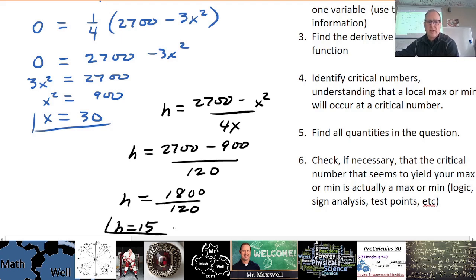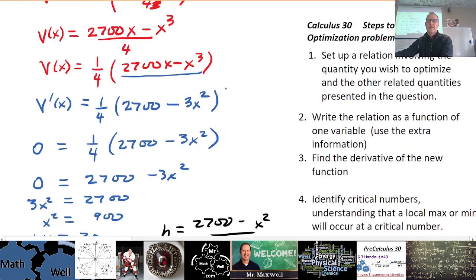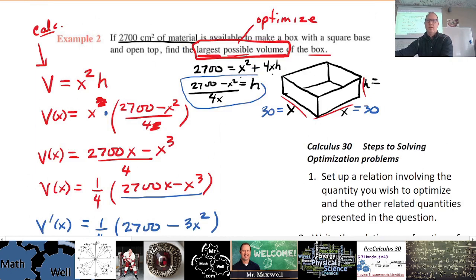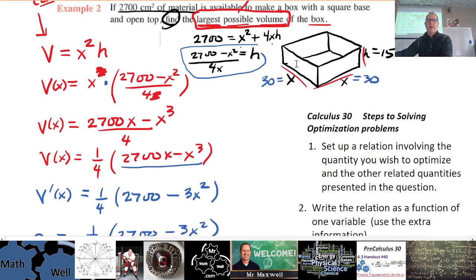Now, if x is 30, h is 15, that everything should line up with the materials. So 30 times 15 should equal 2700. And these are the dimensions that are going to give us the largest possible volume. So find the largest possible volume.